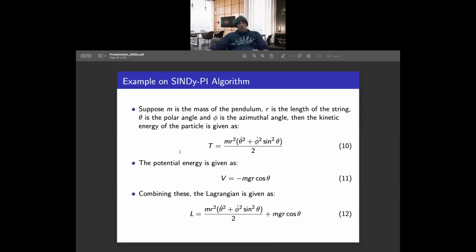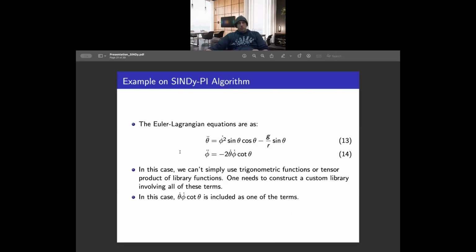Equation 10 is the kinetic energy for the spherical pendulum, equation 11 is the potential energy, and equation 12 is where we combine this T and V and we get the Lagrangian for this spherical pendulum. Now from this equation, we will try to get our equations of motion using the Euler-Lagrange equations. Equations 13 and 14 represent these Euler-Lagrange equations.